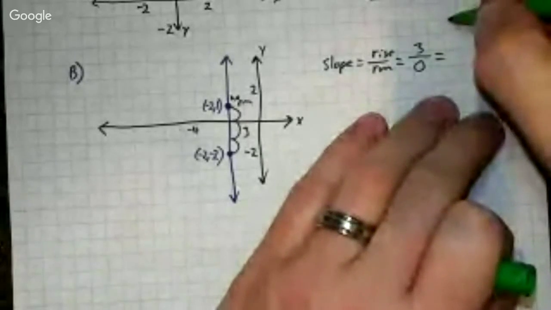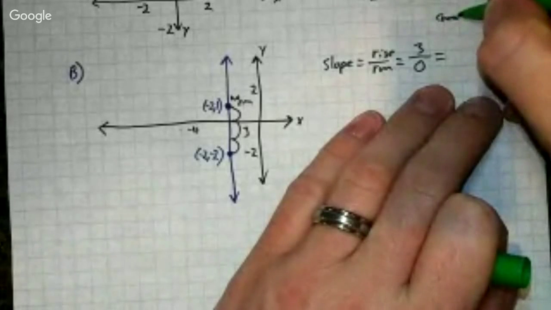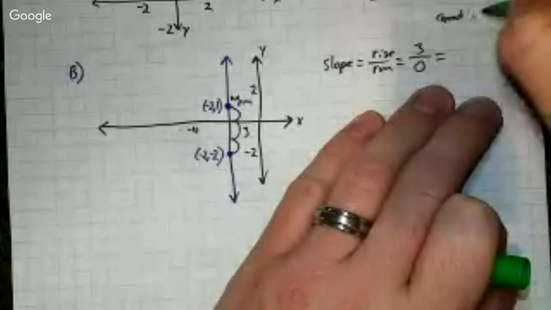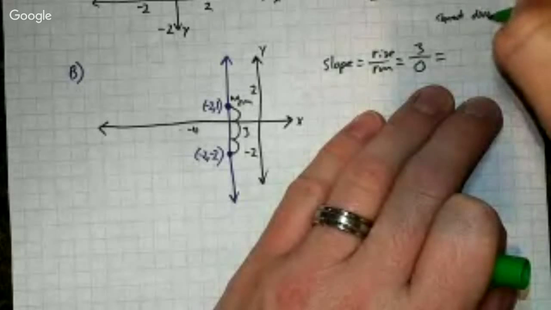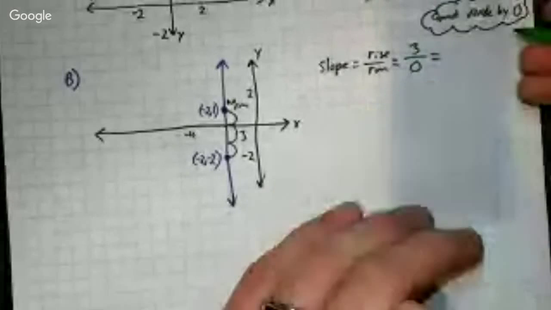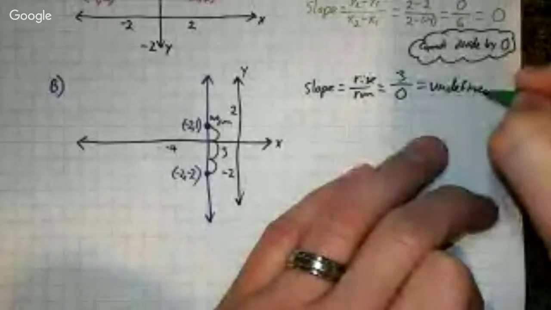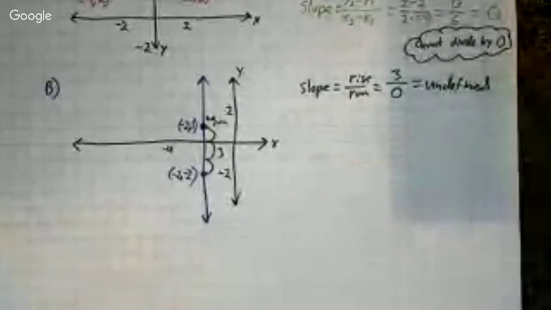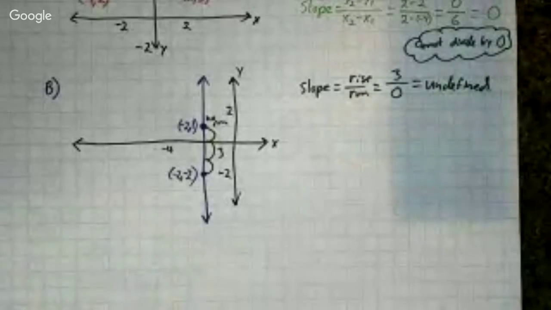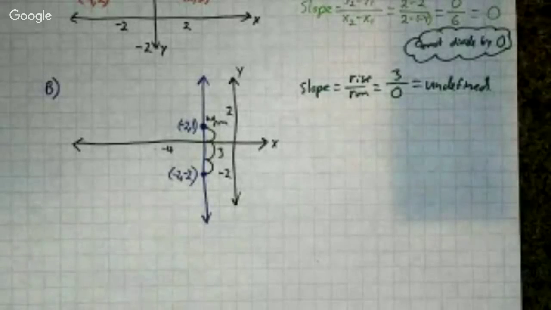Let's actually even put that in. Cannot. You cannot divide by 0, meaning what you write for this slope would be undefined. If you divide by 0, your slope is then undefined. So a vertical line is undefined.